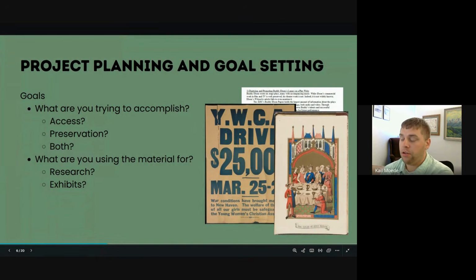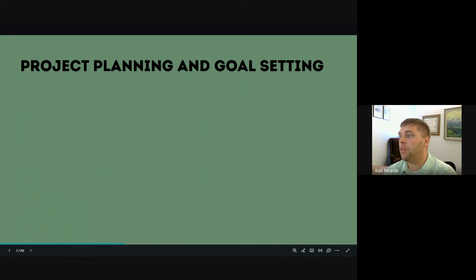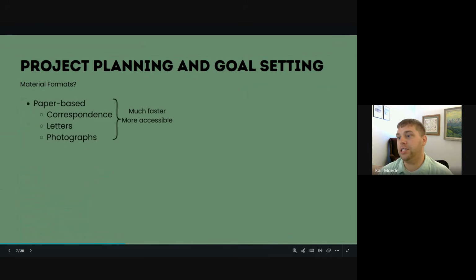So again, just kind of taking those into account when you're just starting on this journey of coming up with a digitization project. Again, material formats. This is going to determine how long a project takes. So I like to say that your paper-based materials like correspondence, letters, photographs, just these very flat pieces of paper that usually are letter or legal size or smaller, these are going to be able to be digitized much faster and more accessibly. You can get scanners that are cheaper, so the entry into this type of digitization is easier.